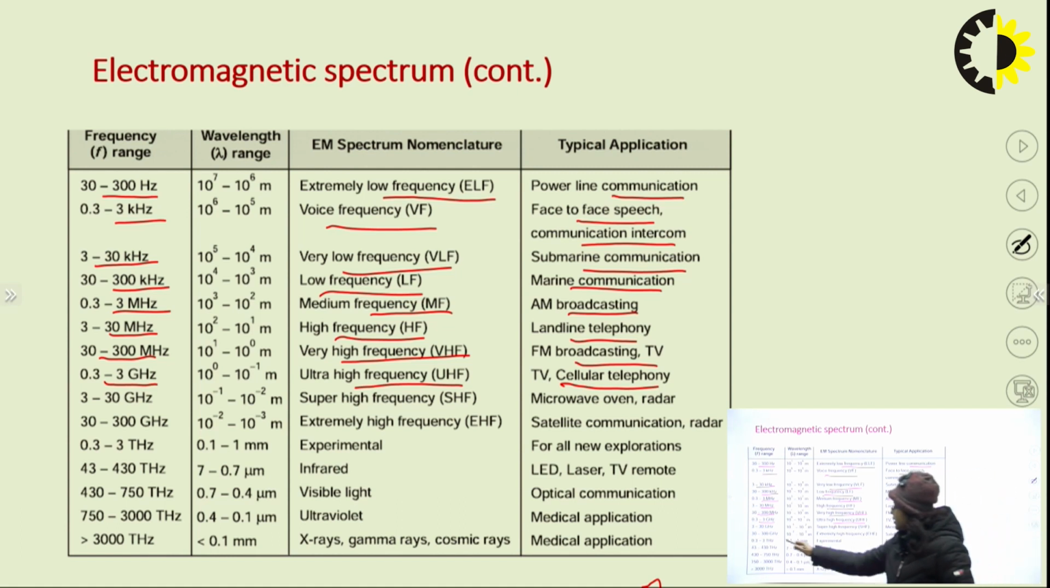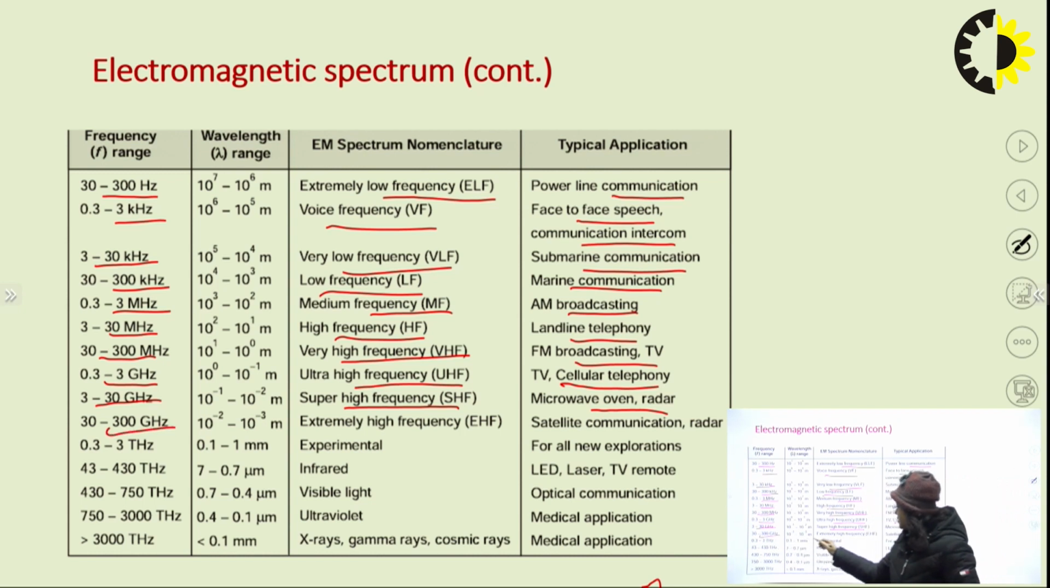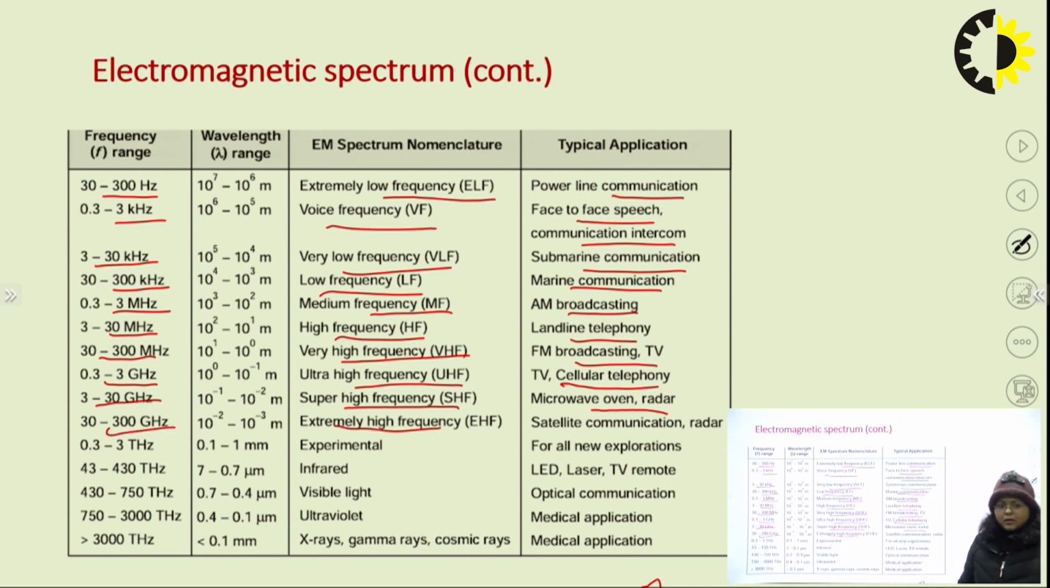3 to 30 gigahertz is called super high frequency and is used by microwave and radar. 30 to 300 gigahertz is extreme high frequency and is used by satellite communication and radar. 0.3 to 3 terahertz: this range is not used till date and it is used for new explorations.